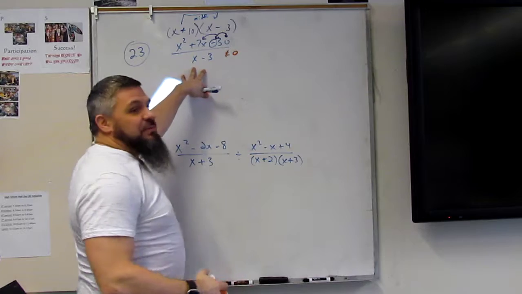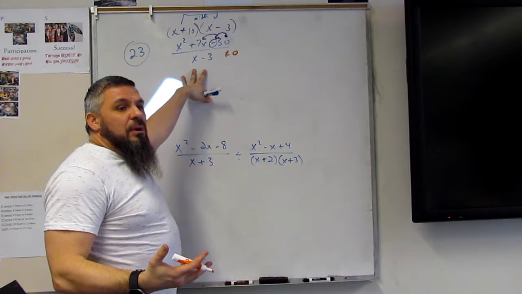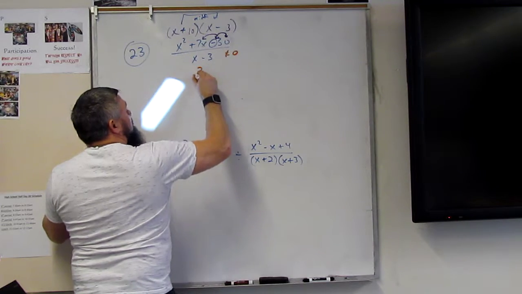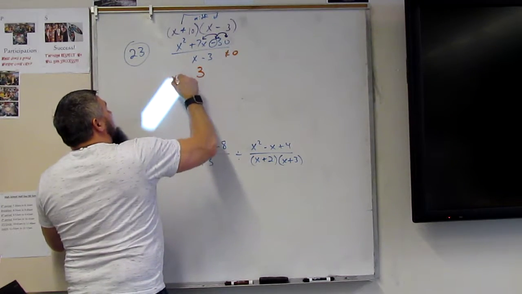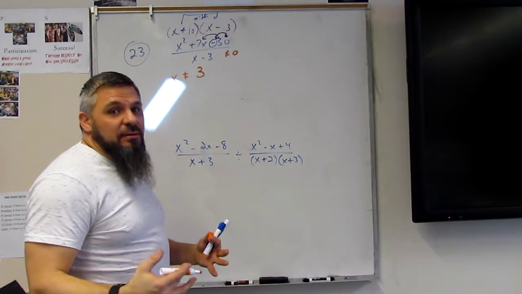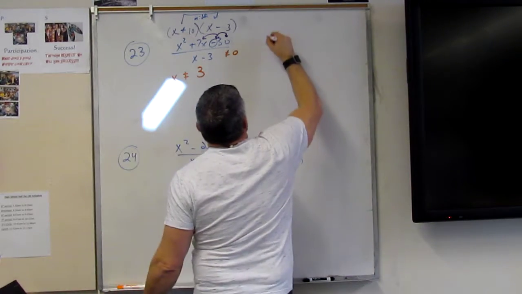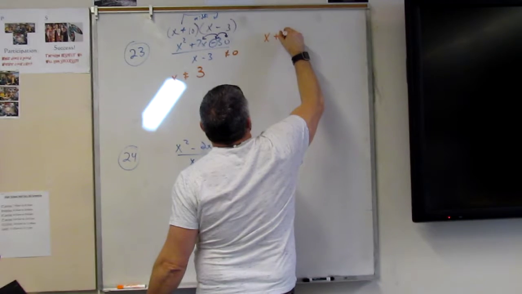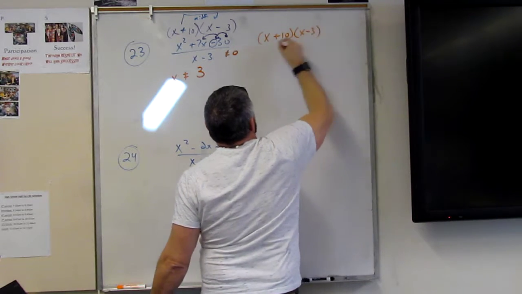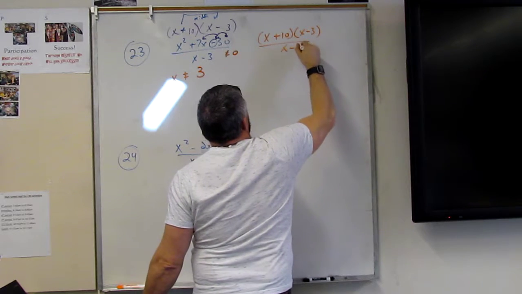So what makes the bottom 0? What minus 3 is 0? 3, right? So x cannot be 3. Alright, and now we can cancel some things out. Okay? So let's rewrite it. X plus 10, right? Times x minus 3 all over x minus 3.